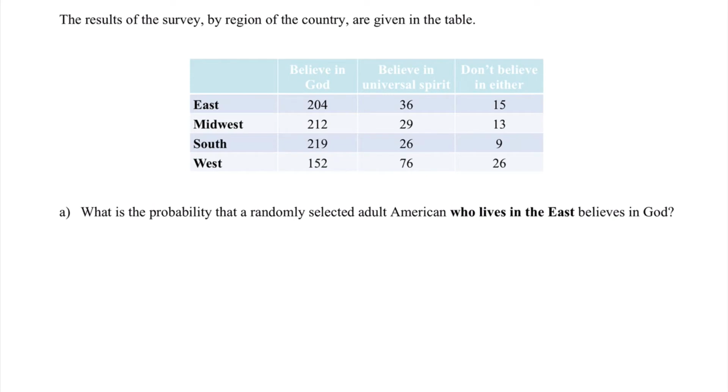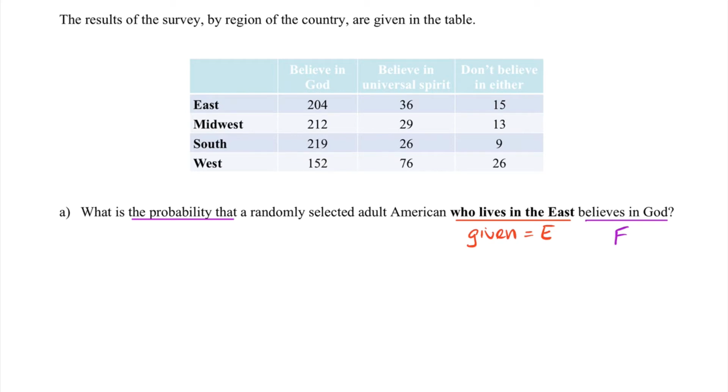Let's take a look at part A then. We're asked, what is the probability that a randomly selected adult American who lives in the East believes in God? Here's the overall idea. You see it in bold, and of course it won't be in bold on the exam, but when they say a randomly selected adult American who lives in the East, that means their location of living is not in question. Instead, we are told they live in the East, therefore that is our given information, and that turns this into event E. We're trying to find the probability that someone who lives in the East believes in God. The believing in God part would be our event F as we translate it to this conditional probability.